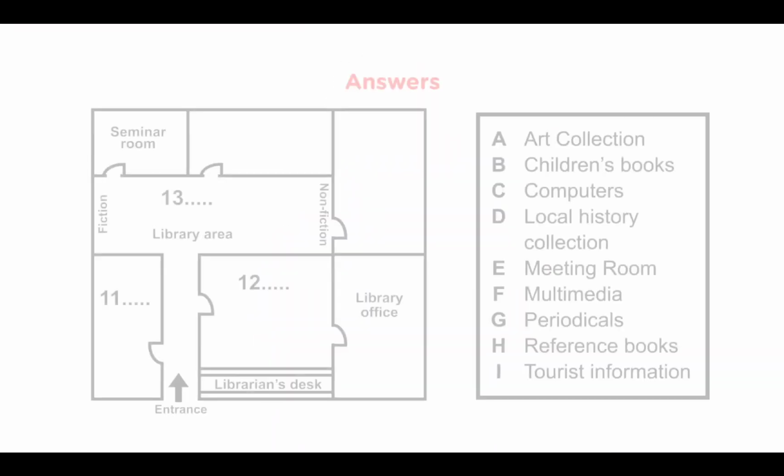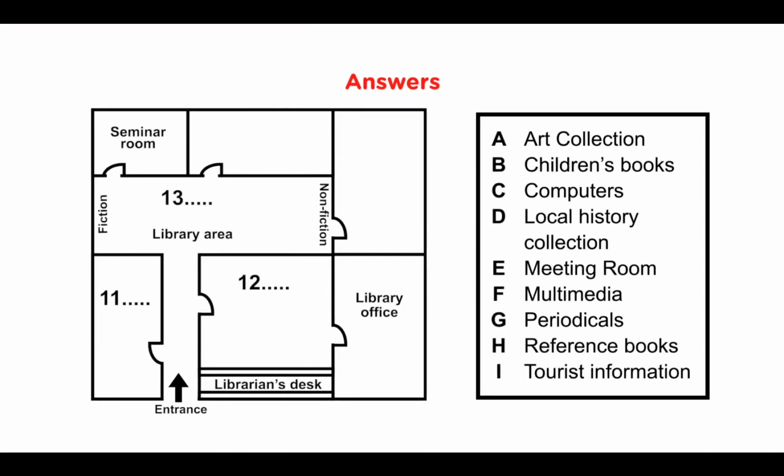How did you go? Let's go through the answers together. So, the answer to number 11 is I, tourist information. Number 12 is D, local history collection. And number 13 is F, multimedia.